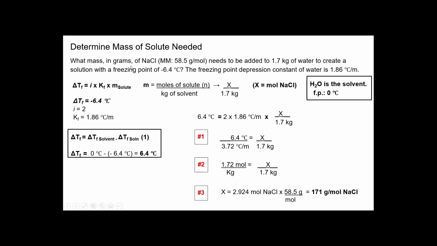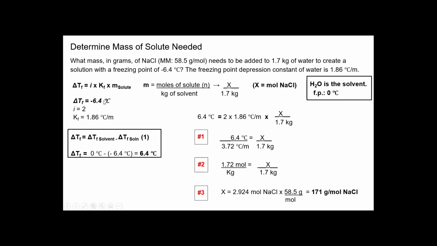Okay, so what mass in grams of sodium chloride, and giving you the molar mass, needs to be added to 1.7 kilograms of water to create a solution with a freezing point of negative 6.4 Celsius. The freezing point depression, that's our Kf, of water is 1.86. This sounds like it's a lot of work. It really is not. You take your equation and you simply start pulling out what you know. So we know that the freezing point is negative 6.4.